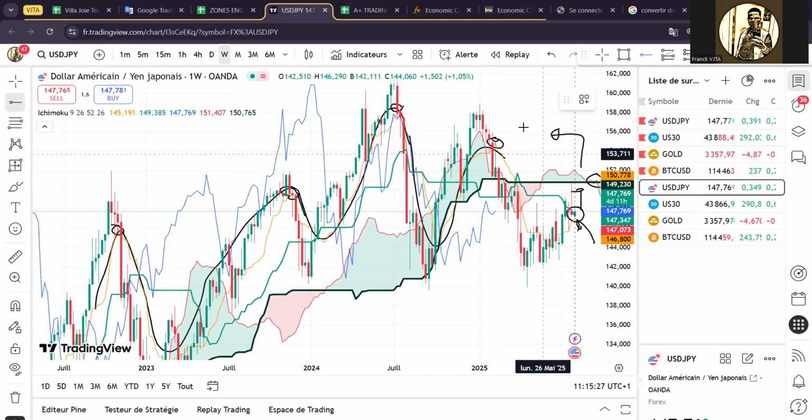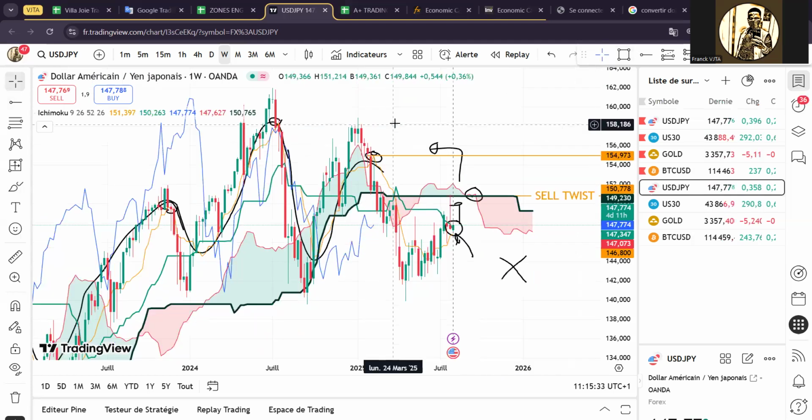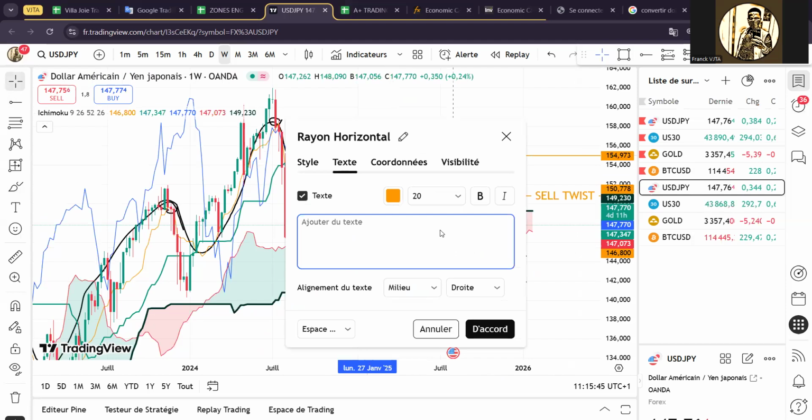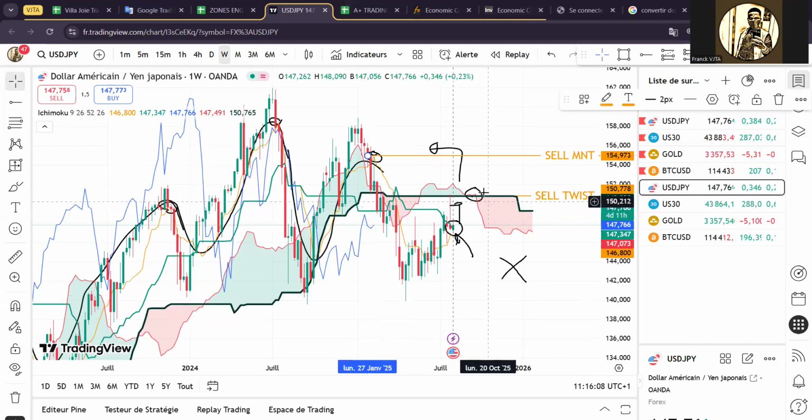Each time at this mountain, those are zones also. Zones are basically an extremity when the price becomes too expensive to keep moving to the upside. So we remember that and mark it as a zone. I will then come here and click sell MNT. Why do I call it sell MNT? Because MNT means mountain, a shortcut of the rising mountain. I don't want a lot of writing on my right side, so I name it MNT, some letters of the word mountain.